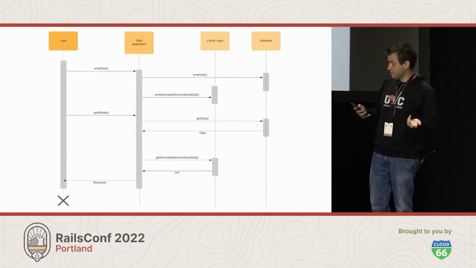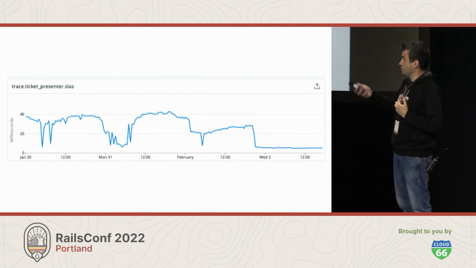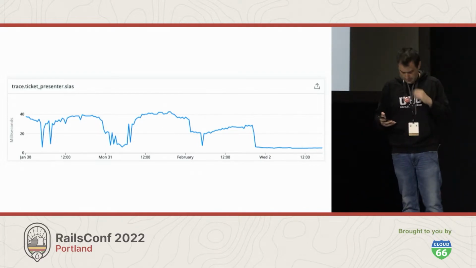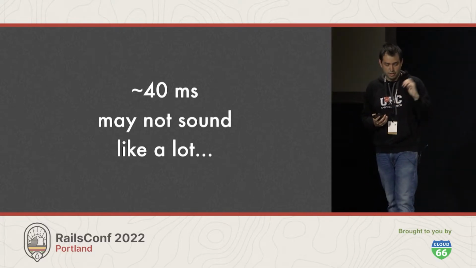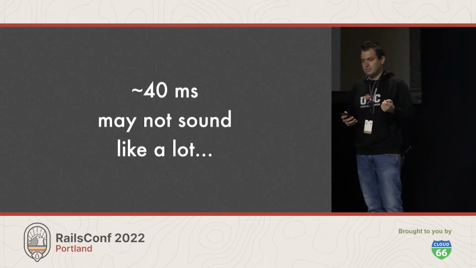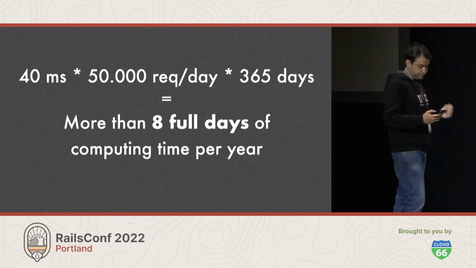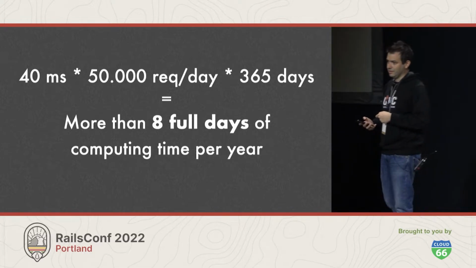We actually did this recently. And here is another optimization. It was 40 milliseconds, and then it went down all the way to 3, 4, I guess. This may sound like I'm over-engineering, like, OK, 40 milliseconds may not sound like a lot. But again, scale. When you are using this 50,000 times per day, this is 8 full days of computing time per year. And that's a lot of money.